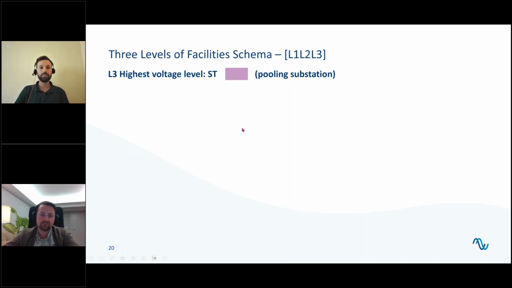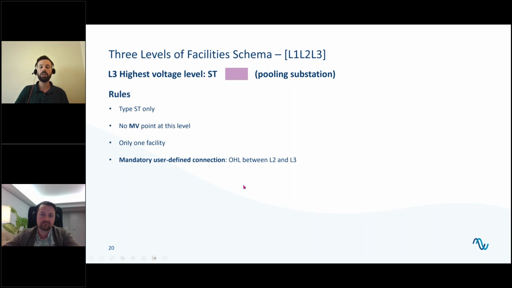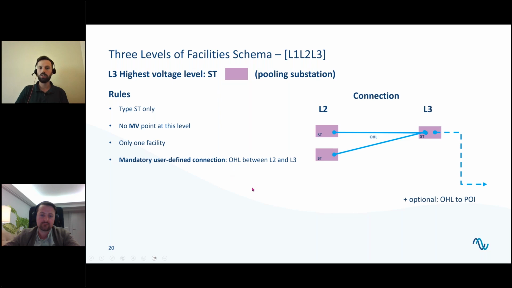Let's move to the highest voltage level, our level 3, by the point of interconnection with the grid. This is going to be our pooling substation. As usual, since we are by the point of interconnection, we can only have one facility, no MV point, and mandatory user-defined connection. The connection at high voltage from substation to pooling substation can be done only with overhead lines. As usual, from your pooling substation to the point of interconnection, you can use an optional overhead line.